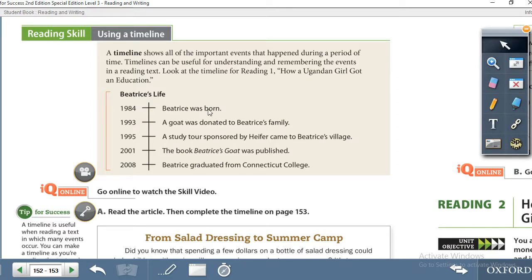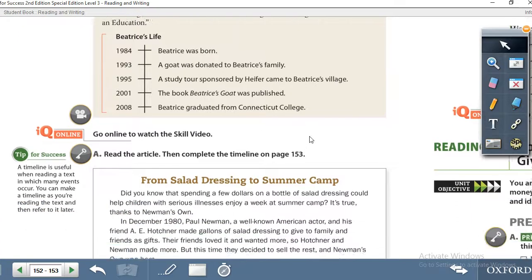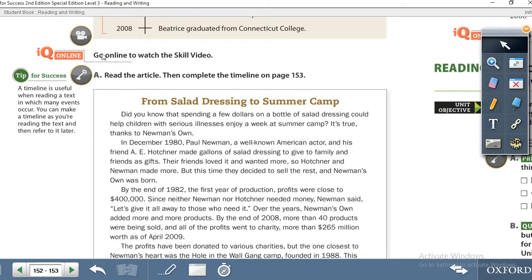1984, Beatrice was born. 1993, a goat was donated to Beatrice's family. 1995, a study tour sponsored by Heifer came to Beatrice's village. 2001, the book Beatrice's Goat was published. 2008, Beatrice graduated from Connecticut College. So it says go online to watch the skill video. This is something which you can do online on the Q Skills account.